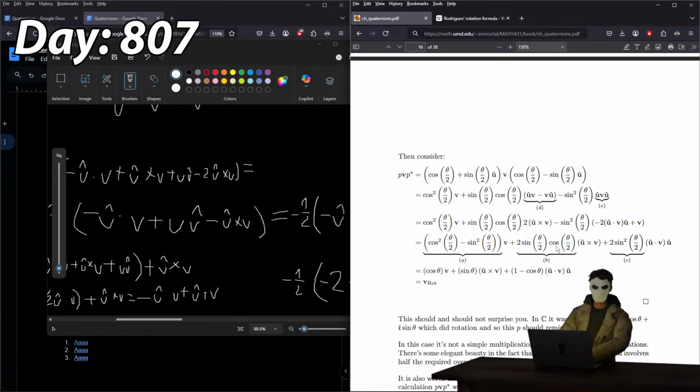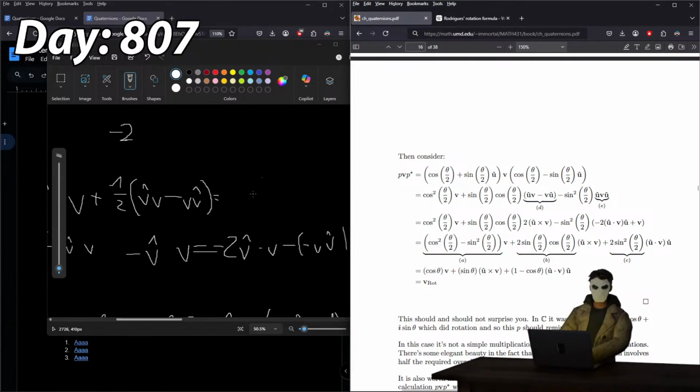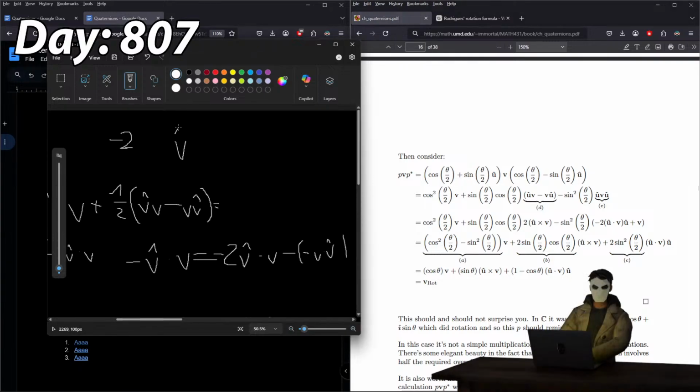I love how uvu somehow simplifies into 2u dot vu. Sorry, minus 2. Yeah, so apparently uvu is equal to minus 2 uvu.